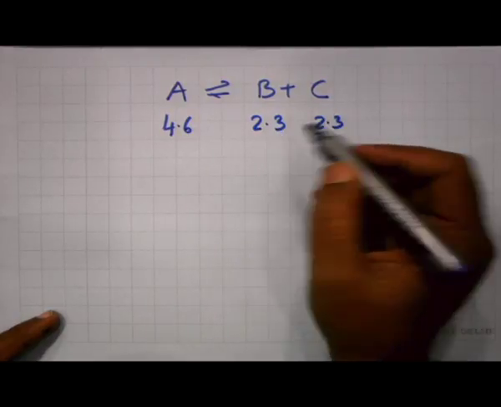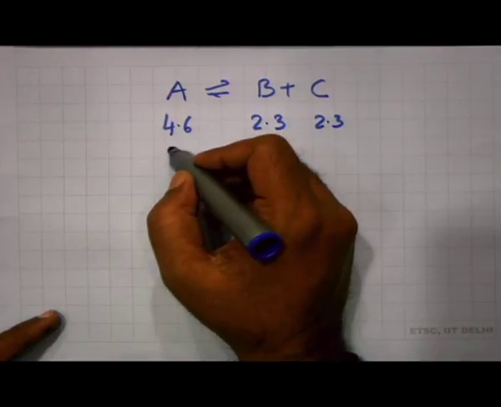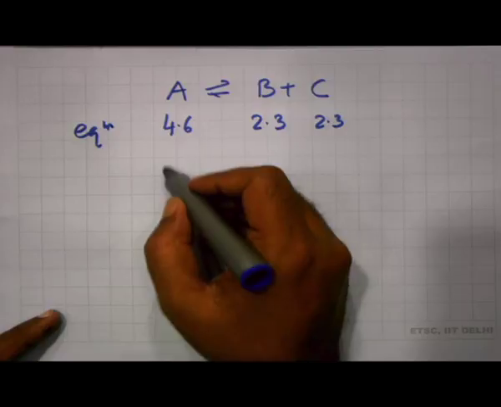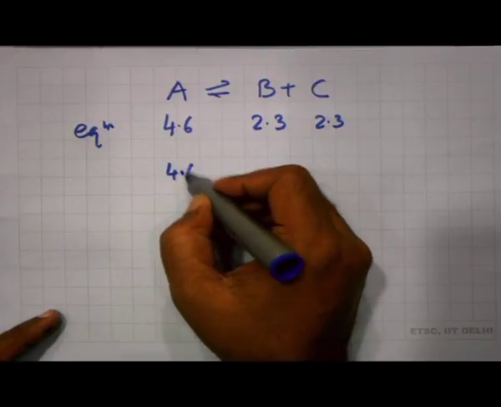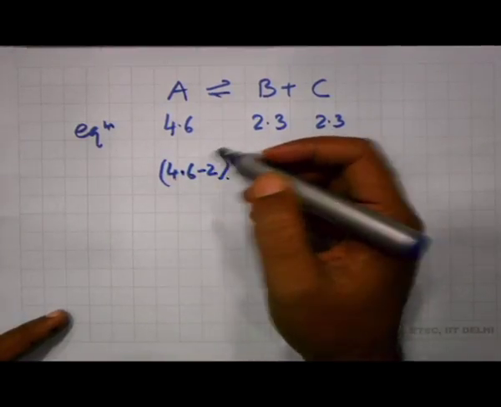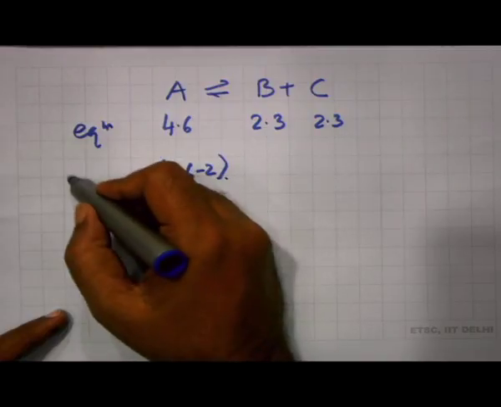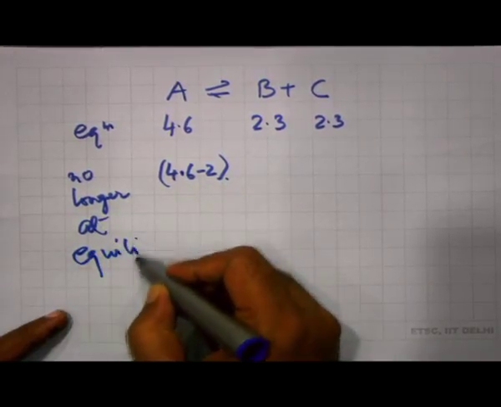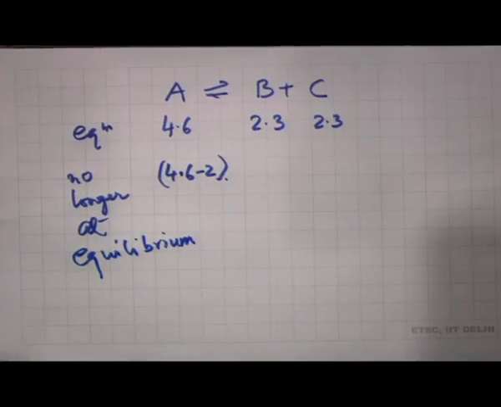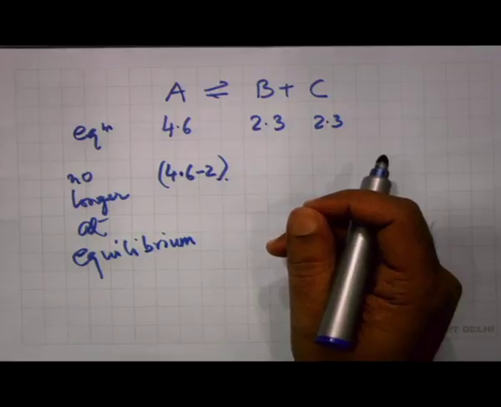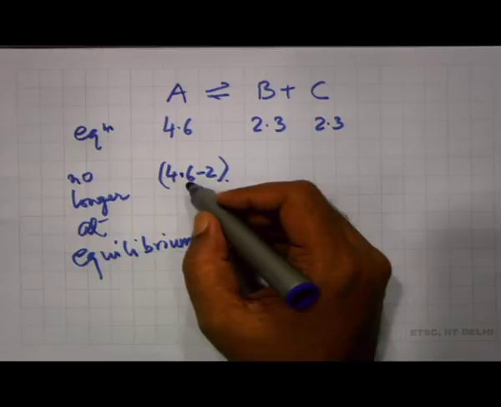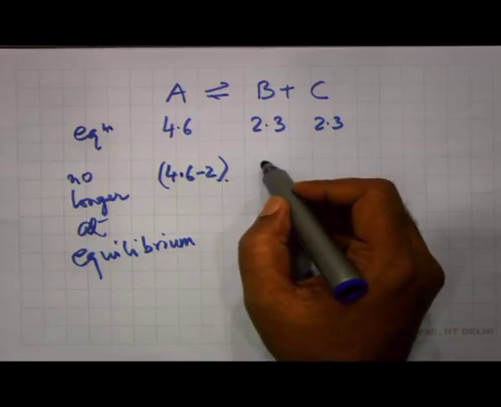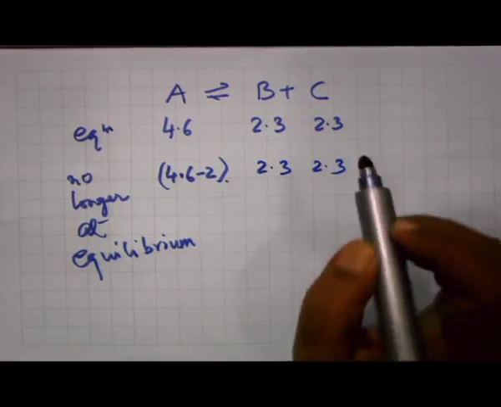But now the question is that 2 moles per liter of A is removed. So, basically this is equilibrium, and you remove 2 moles of this, 4.6 minus 2. What happens in that case is that the reaction is no longer at equilibrium. Now the question is which side it will shift. So, 4.6 minus 2, and then you have 2.3, 2.3, but equilibrium is now disturbed.